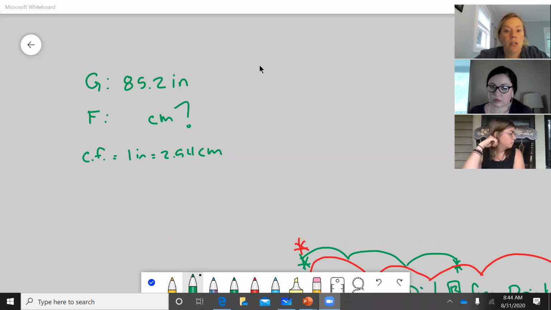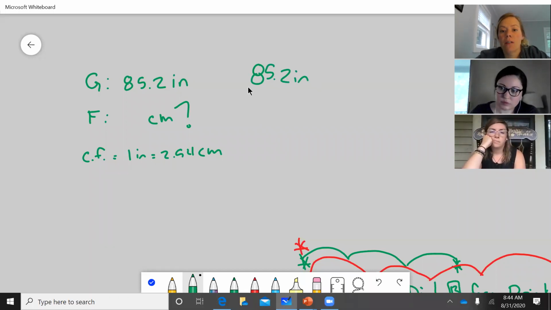Start with our given information. We have 85.2 inches. And I'll do it one way first, multiplied by our conversion factor. So here's our conversion factor. Now, when looking at this, whatever this unit is, that's what's going to go underneath the fraction bar. So inch has to go underneath the fraction bar. Make sure you put the right value with it, 1 inch. The 2.54 centimeter will go on top, 2.54 centimeter.